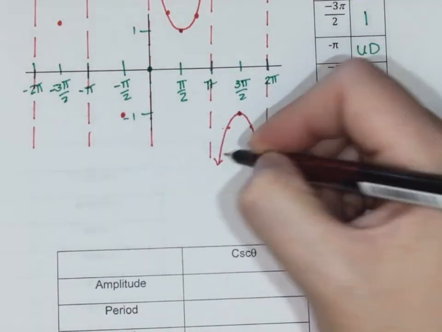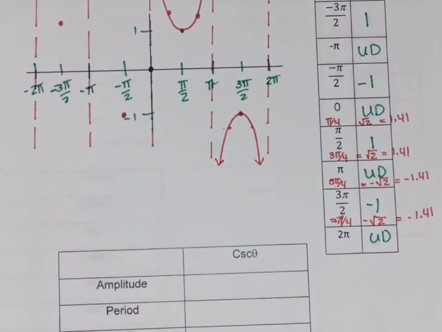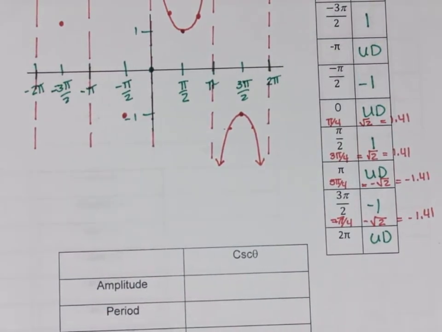So what do you notice about this? If it's a -1, I've got a parabola that opens downwards. Down. Down.